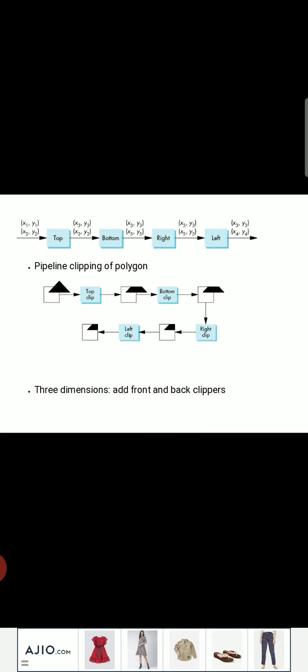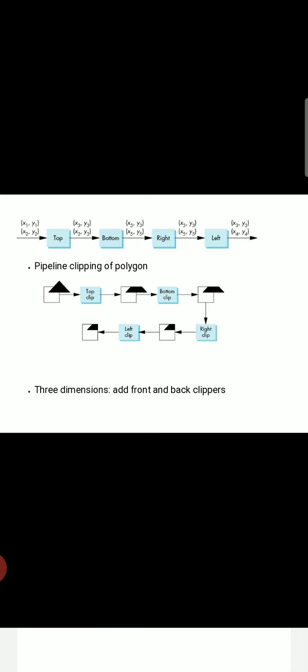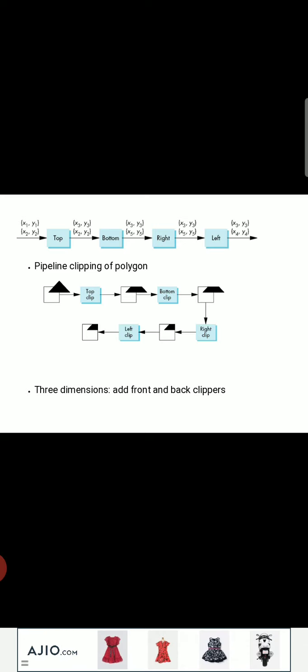So you can see that we can clip the polygon with respect to every side of the window independently, and hence we can use four independent clippers called the top, bottom, right and left clipper. Then we can have a pipeline clipping of the polygon in the fashion as shown in this figure. To extend this for 3 dimensions, we add front and back clippers.